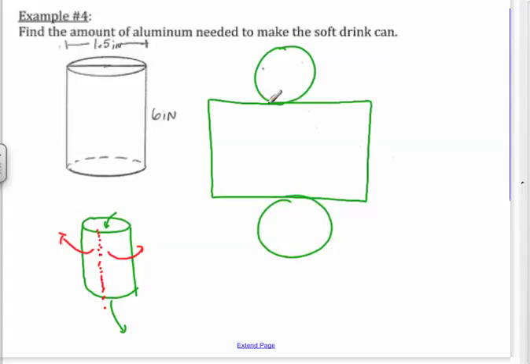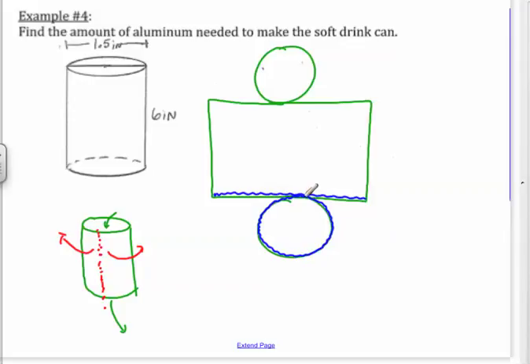Okay? Now the base of this rectangle, from here over to here, is equal to the distance around the circle, because remember it had to wrap around the circle. So the circumference of the circle is equal to the base of this rectangle.